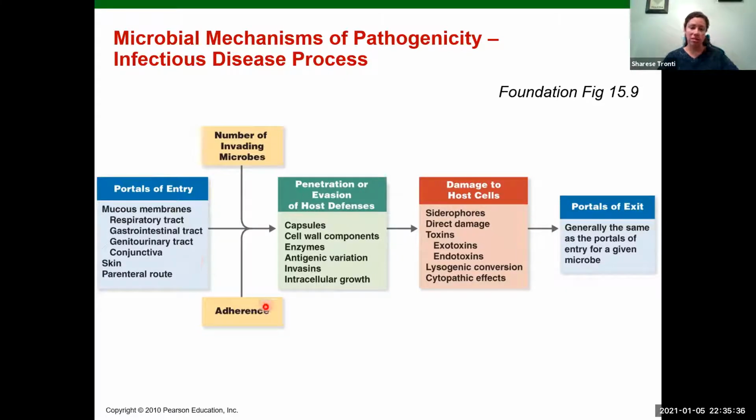They're showing adherence here. Then, if they are able to overcome the immune system, they're able to evade the host defenses. These are different things that are going to help them do that. Then they're going to cause disease, and they're going to do that through damaging the host cells. These are different ways that they can damage the host cells. And then those microbes will exit, or they will try to infect someone else. They're usually going to exit in the same way that they entered the body.